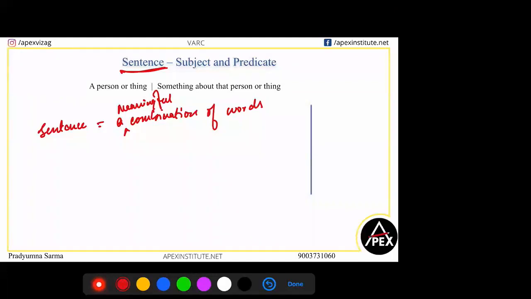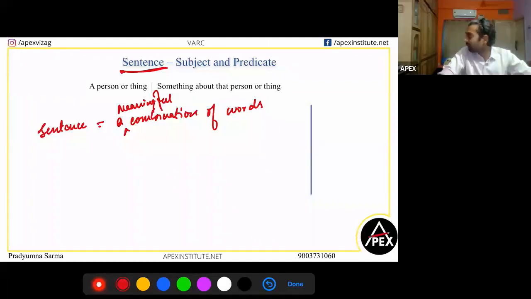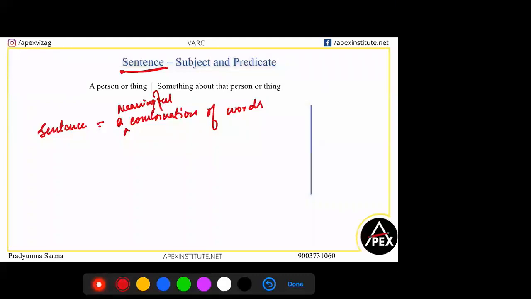Now, whenever I say a meaningful combination of words, what is it supposed to be? I'm supposed to either talk about something and tell something about it. For example, let me say that I am teaching this class. Okay, just give me one moment, guys.